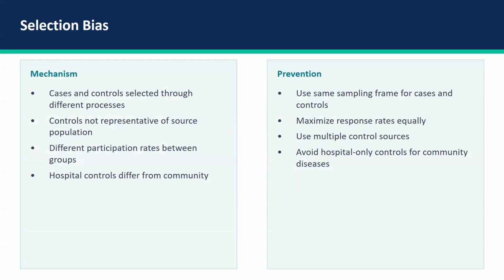So, if we talk more about the selection bias, the cases and controls are selected through different processes. The controls are not representative of the source population, and different participation rates are present between the groups, and the hospital controls differ from the community. And how to prevent them? We can use the same sampling frame for the cases and controls, maximize the response rates equally, use multiple control sources, and avoid hospital only controls for community diseases.